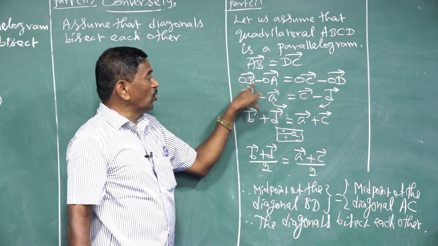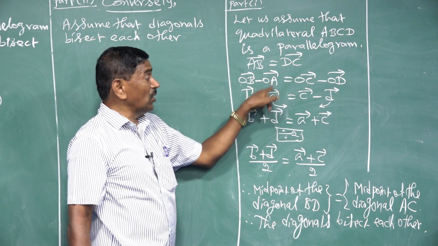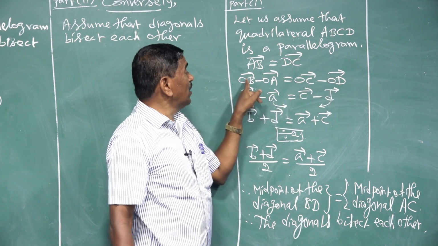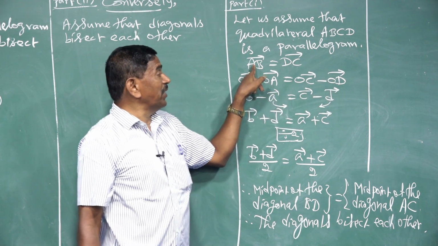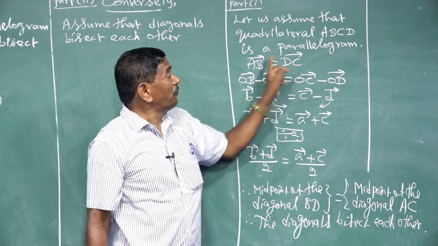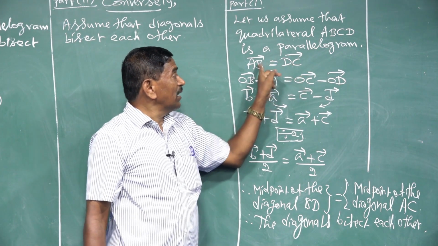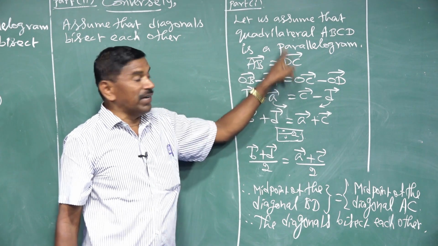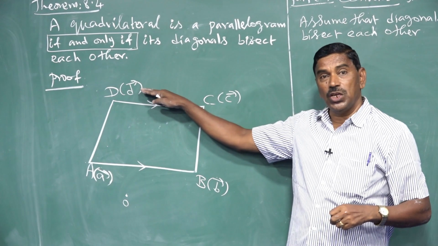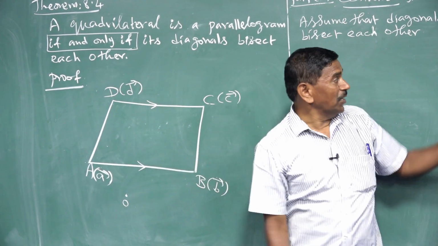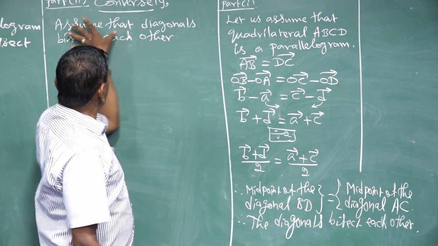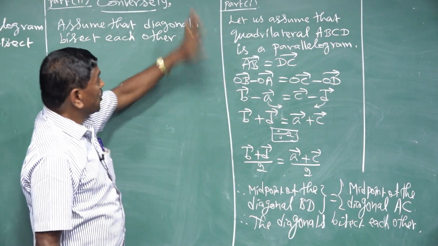That is B vector equal to OB vector, A vector equal to OA vector, C vector equal to OC vector, D vector equal to OD vector. Then OB minus OA is equal to AB vector, OC vector minus OD vector equal to DC vector. Therefore, here opposite sides are equal. AB vector equal to DC vector means opposite sides are equal. Therefore, ABCD is a parallelogram. So that's the idea. That is, part 2 is nothing but the reverse of part 1.